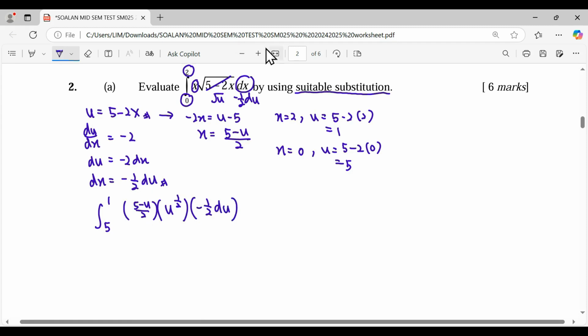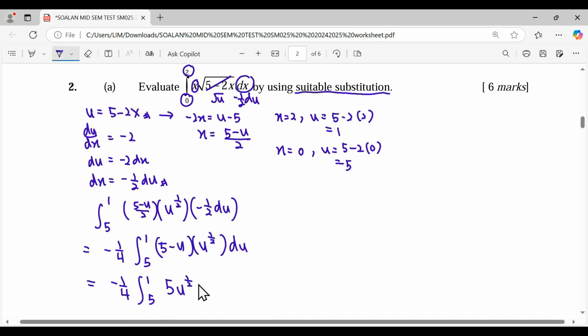So all this in multiplication. And then we're going to integrate this in terms of u. So simplify first. Take out our constant, which is negative 1 over 4. So you can see 1 over 2, 1 over 2 in total, multiplied together, 1 over 4. This one, (5 minus u) times u to the power of 1 over 2 du. Let us simplify that. Expand it, you will get 5u to the power of 1 over 2 minus u to the power of 3 over 2 du.